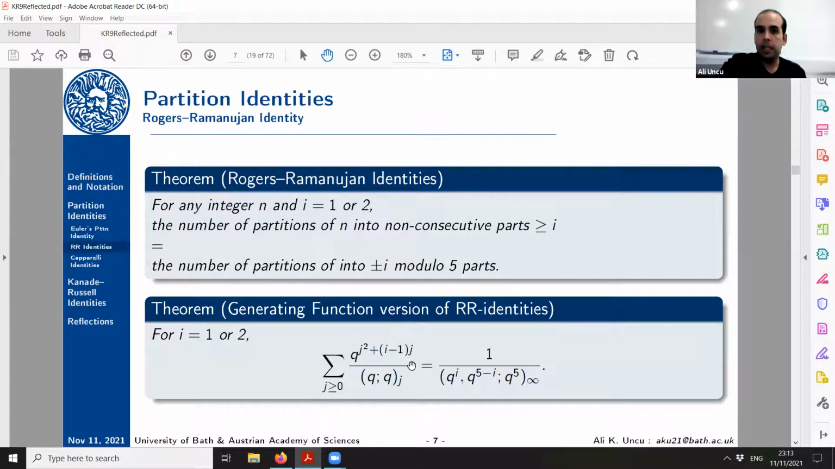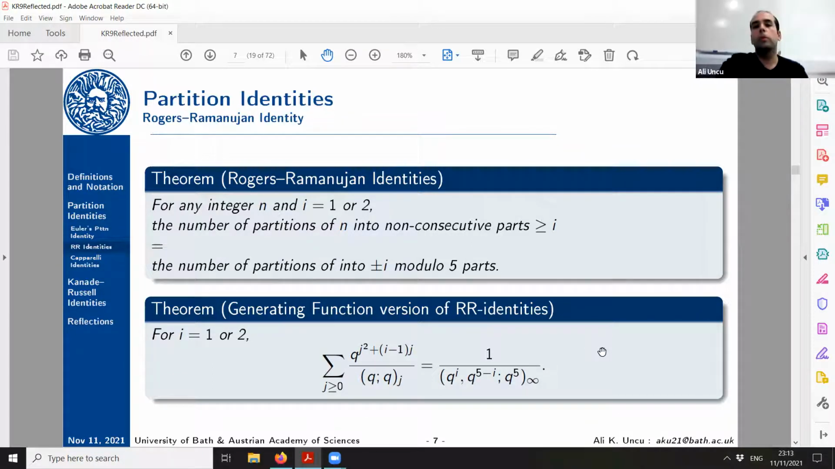Here's a sum that we can interpret as the number of partitions of n into non-consecutive parts, greater than or equal to i. For i being 1, that goes away. And here is the congruence condition: (q^i, q^{5-i}; q^5)_infinity. And again, showing this equality is quite hard. Even if you know that this sum is equal to that, even if you're sure that this is that, it is really hard to prove.